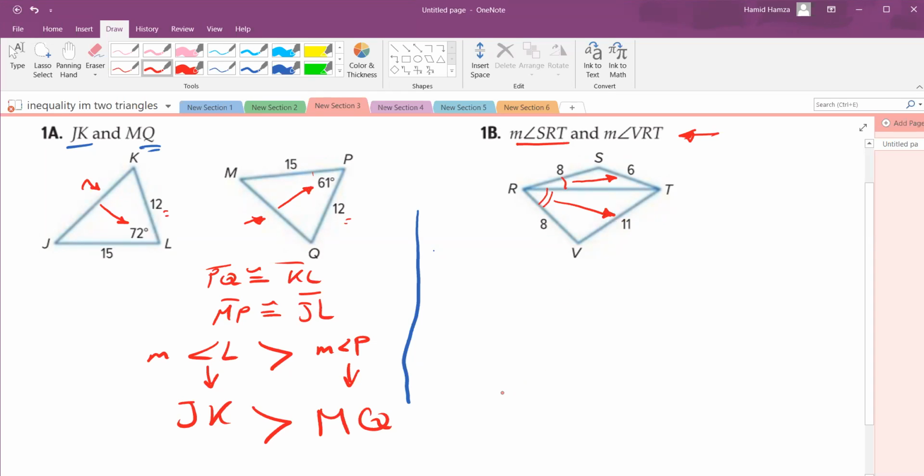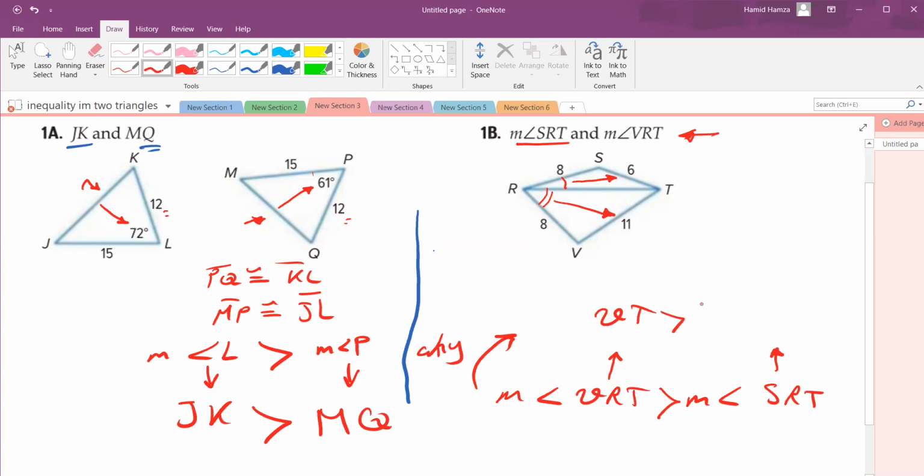Because I write like this. I start from the end, guys. Measure of angle VRT greater than measure of angle SRT. Then I answer this one. Why this happened? Because what? Because this one is opposite to what? السايد بقى. انت ليه قلت ان الانجل opposite to this? Yeah, because VT greater than ST. So we go back, guys. So because VT greater than ST.